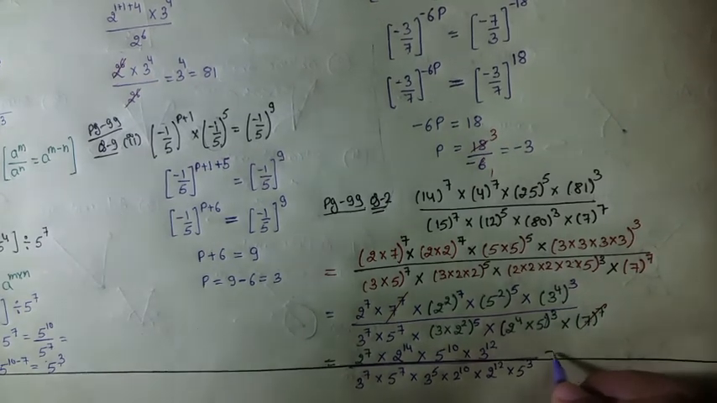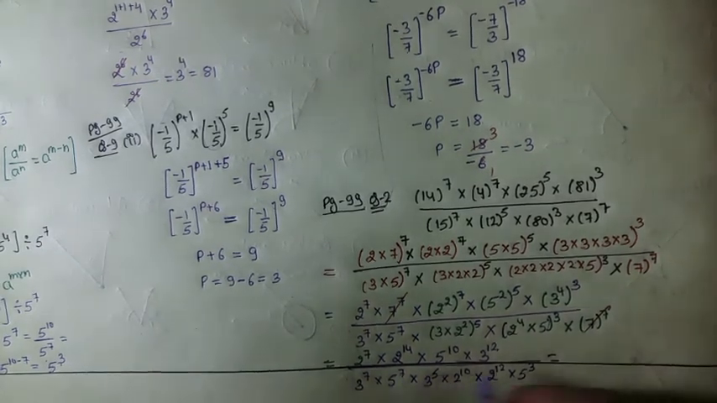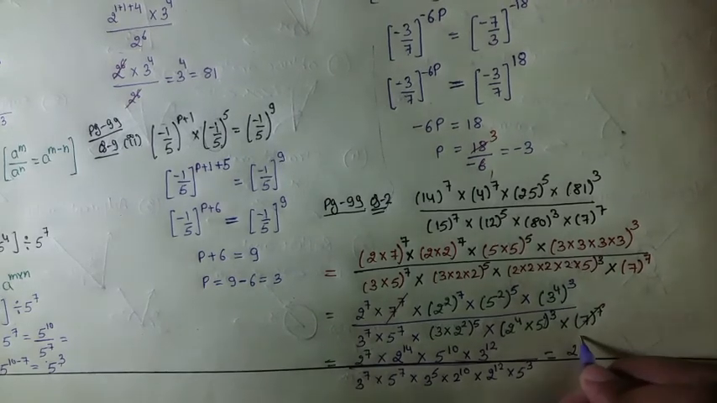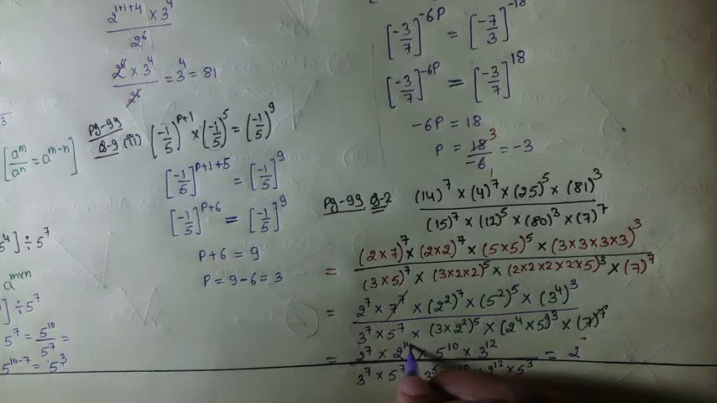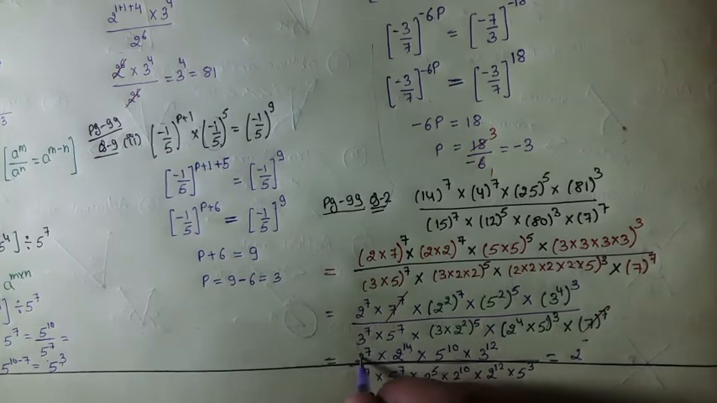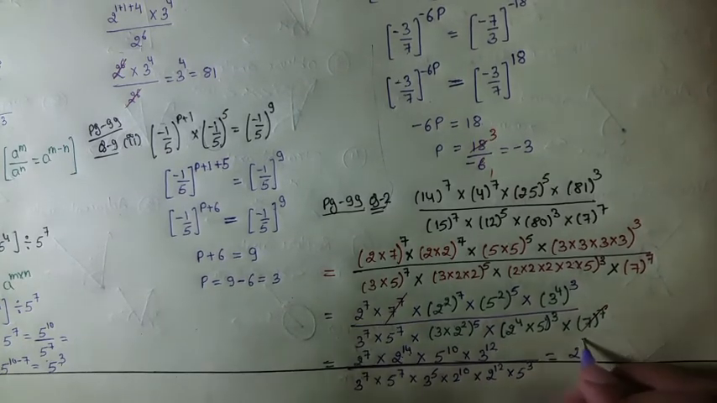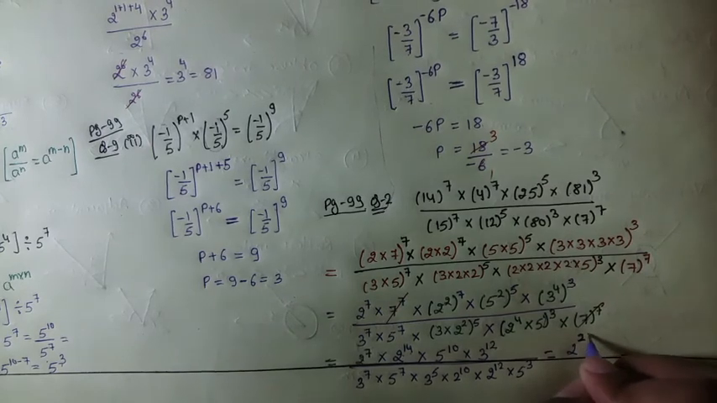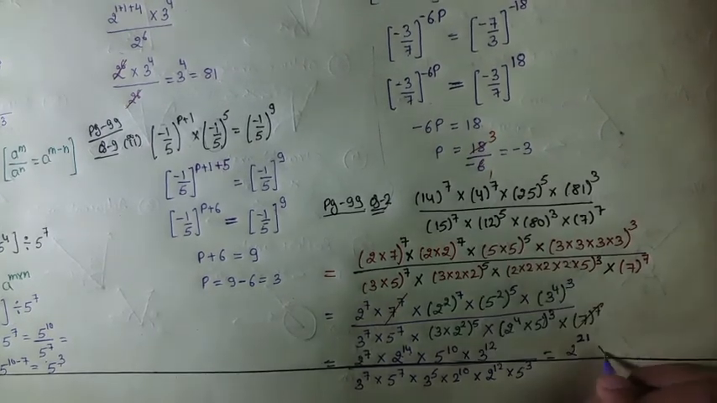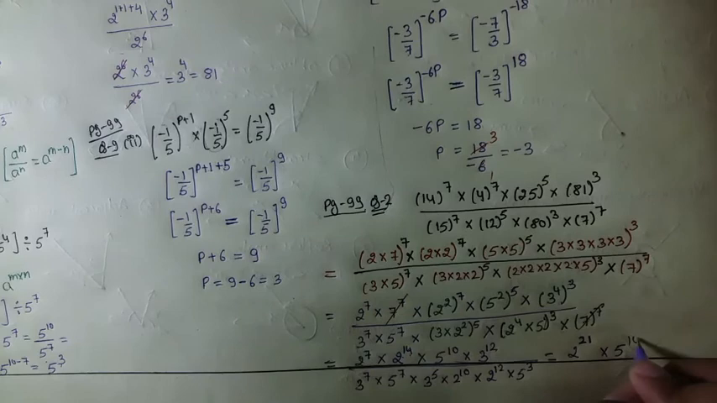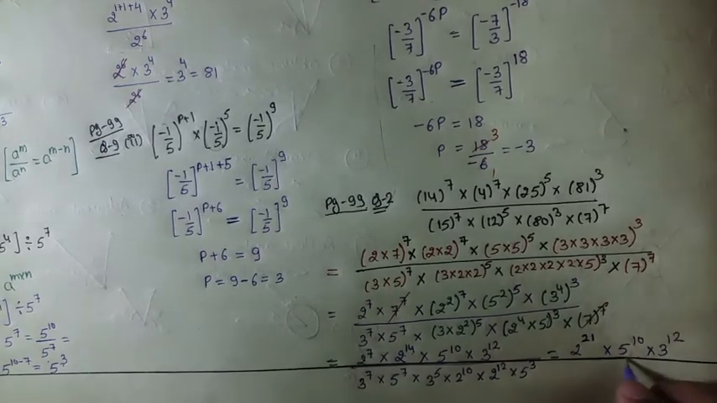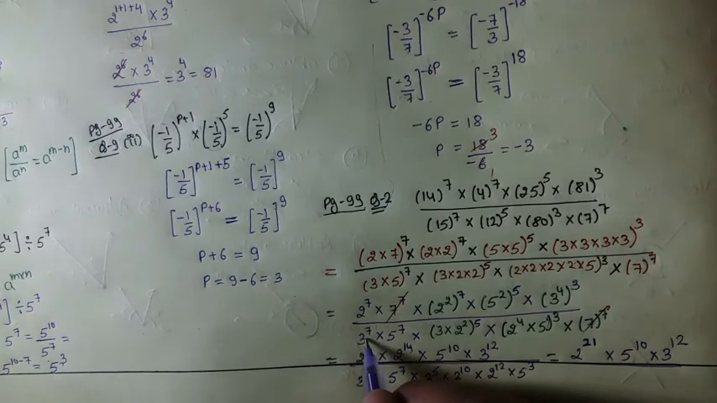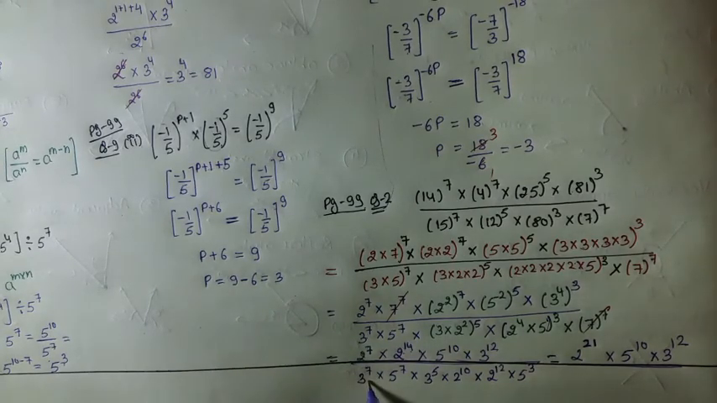नाउ फर्स्ट वी आर गोइंग टू सिंप्लीफाई द डिनोमिनेटर्स. ऊपर तो सब कुछ सिंप्लीफाइड ही है. 2 to the power 7. See, it is 2 to the power 7 and this is 2 to the power 14. Powers will get added up. Powers add हो जाएंगी तो क्या आ जाएगा? 2 to the power 21 इंटू 5 to the power 10 इंटू 3 to the power 12.